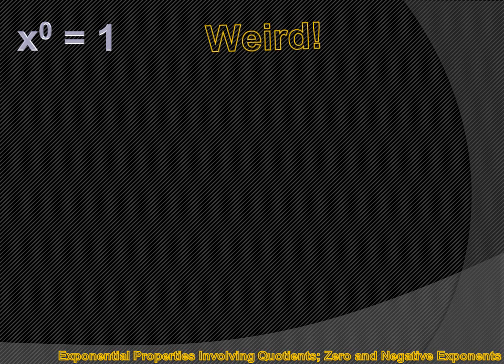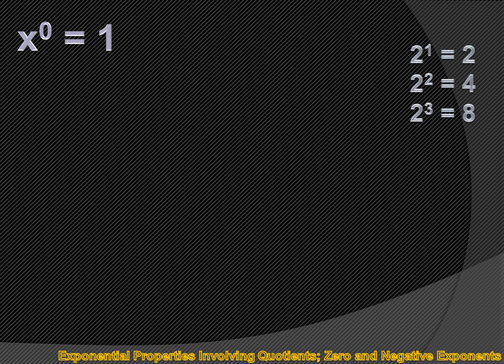Now I know, that's really weird. That's very strange. Why is x to the 0 power equal to 1? Well, there's probably a really good mathematical explanation, but I don't know what it is. I do know this. If I have 2 to the first power, that equals 2. If I have 2 to the second power, that equals 4. If I have 2 to the third power, that equals 8. You can see that in each case, to go from one level to the next level, I just multiply the first level by 2. 2 times 2 equals 4. 2 times 4 equals 8.